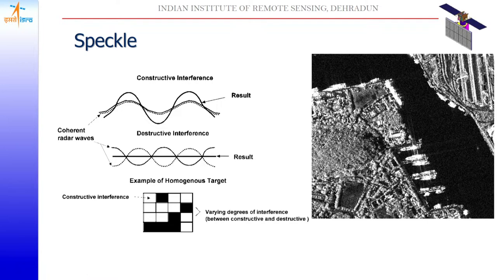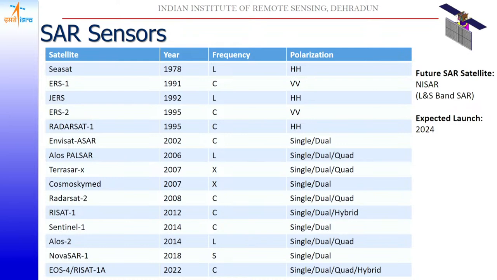and it is a major limitation of SAR images because there is very much speckle. It is not like a very good looking optical image. It has very noisy data which appears as black and white pixels in the form of speckle. So we have different SAR sensors.